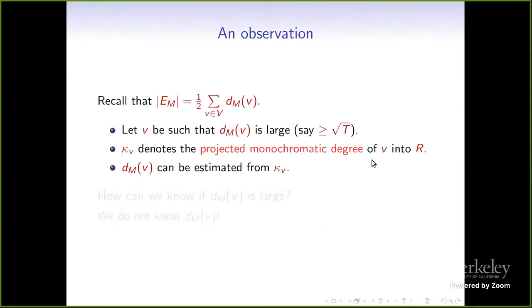Now let us have another observation. Consider a vertex having large monochromatic degree. Observe that the projected monochromatic degree kappa V is good enough to estimate the monochromatic degree of the vertex V, as the monochromatic degree is large in this case. But note that the challenge is, how can we decide a vertex has high monochromatic degree? Because we are seeing the graph as well as the coloring in a streaming fashion, we cannot know whether the vertex has large monochromatic degree for all the vertices.